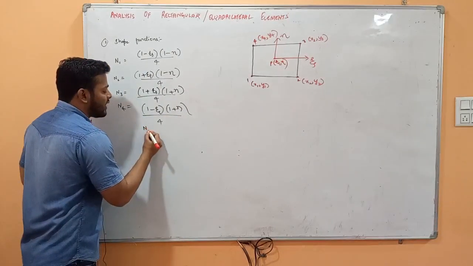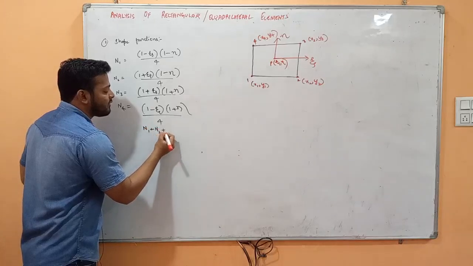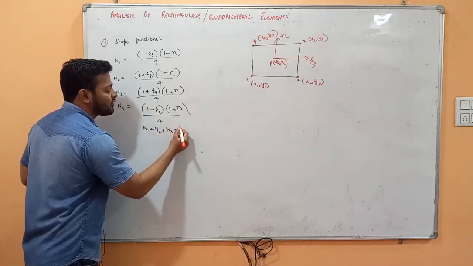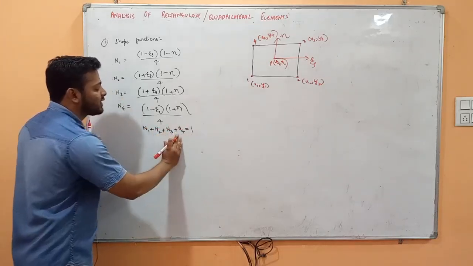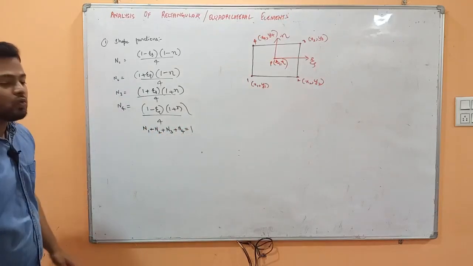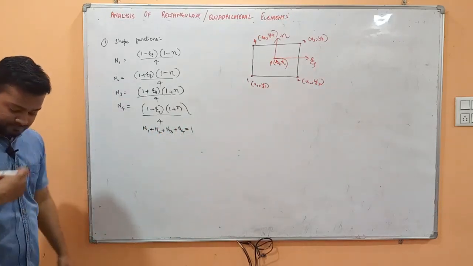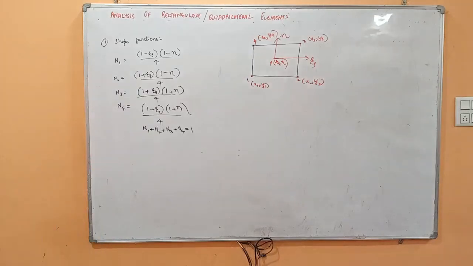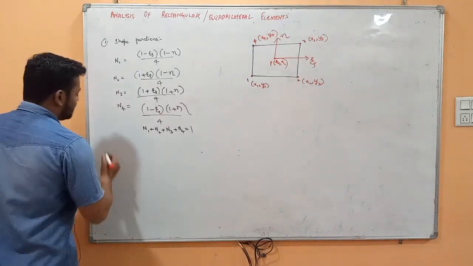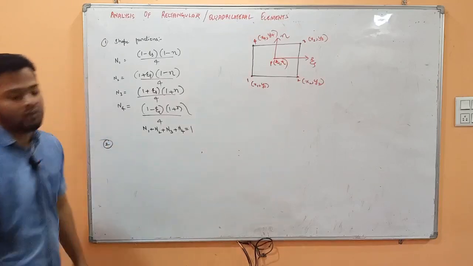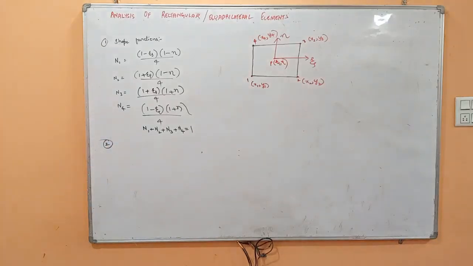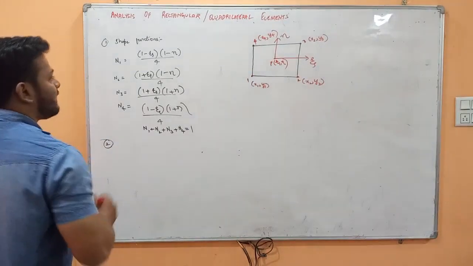After obtaining these values, the sum of these values should be equal to 1. So you can also verify this if you have got the correct answer of N1, N2, N3 and N4. Okay. Yes. So the second formula is to find out that relation.